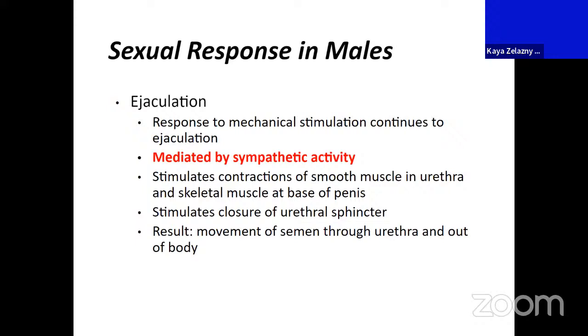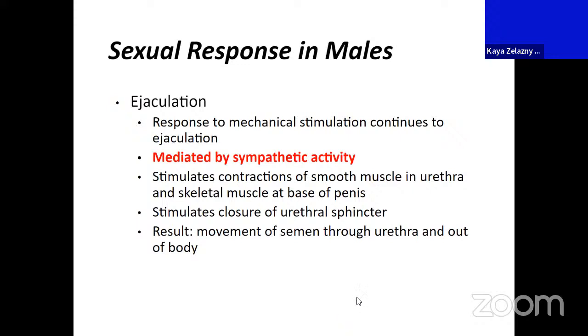So we've got a kind of seamless flow from that emission phase where we're contracting the epididymis, the vas deferens, the ejaculatory duct. We moved everything into the urethra, and now we're contracting the urethra. As we contract the urethra, part of how we're doing that is we are contracting both smooth muscle as well as some skeletal muscle at the base of the penis. And this is at the same time stimulating closure of the urethral sphincter.